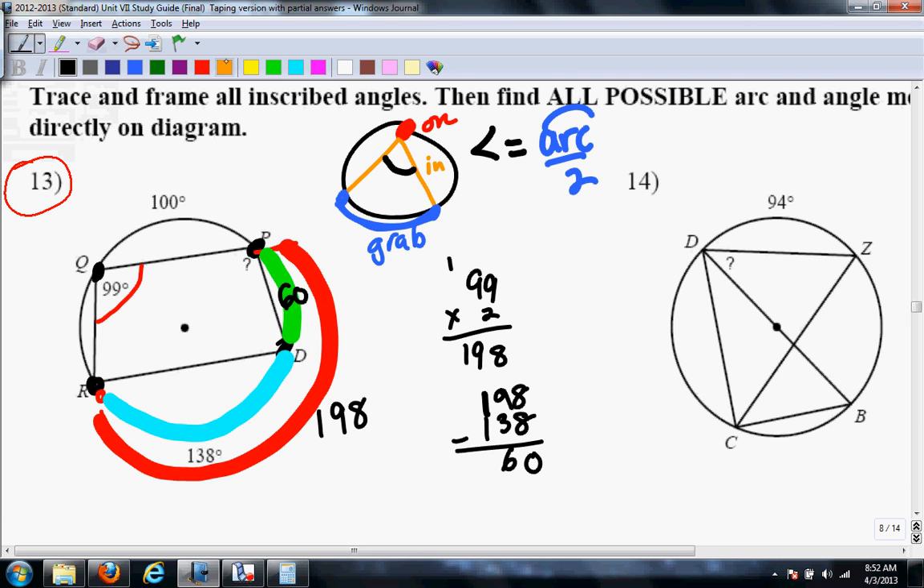Let's see what else we can work with here. We have an inscribed quad, 1, 2, 3, 4. In an inscribed quad, opposite angles add up to 180. So these two angles must add up to 180. So if we take 180 minus 99, notice that's close to 100, so 180 minus 100 would be 80, so this is just going to be 81. Now we have another inscribed angle, so let's frame that 81 here.